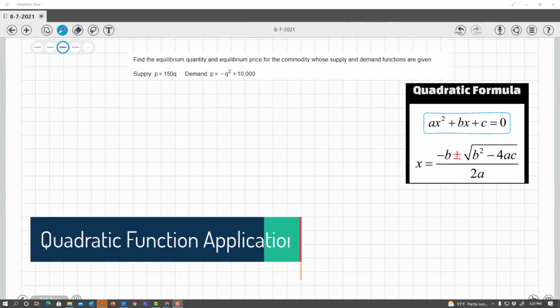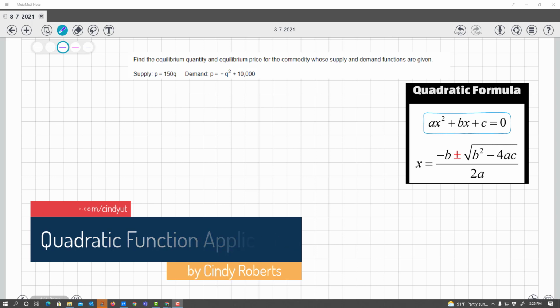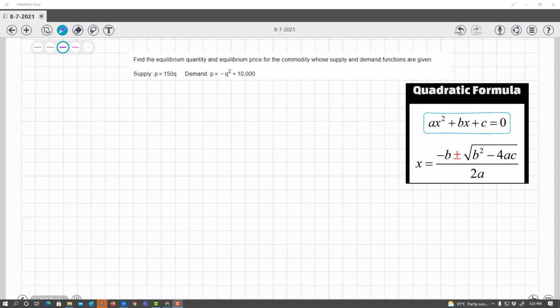Okay, so it says find the equilibrium quantity and equilibrium price for the commodity whose supply and demand functions are given. If you remember, you've done this already. You did it with linear though. Same with break-even points, where you set the two equations equal and then solve for the variables. So you're going to do the same thing here.